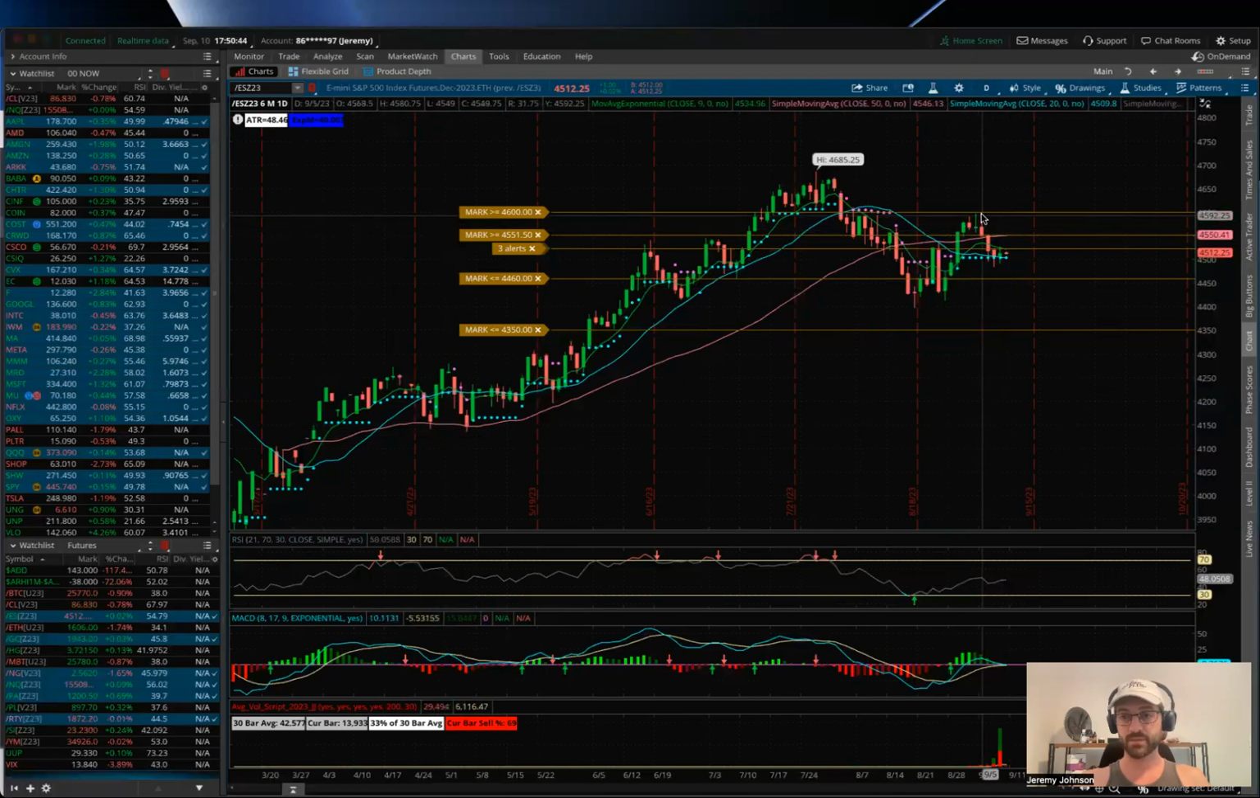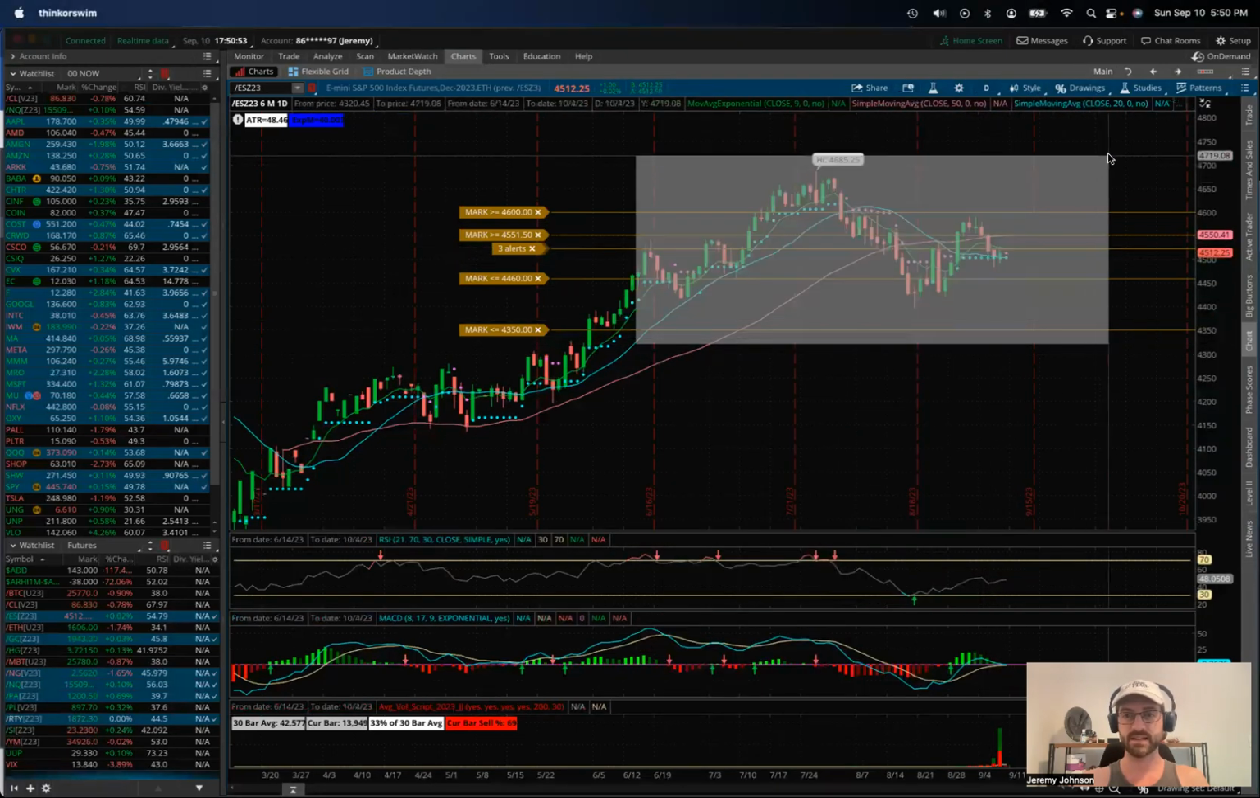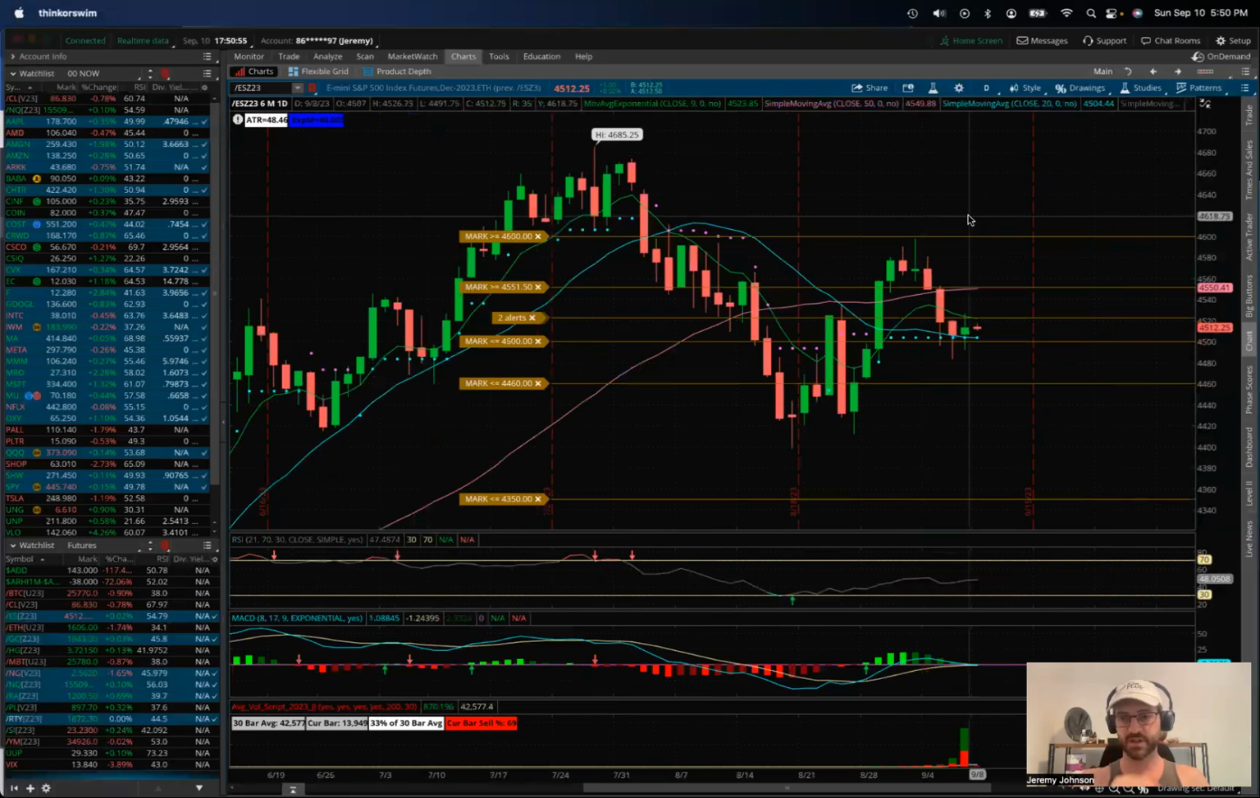We've got our pullback. We had said we were overextended here and we needed some kind of consolidation or pullback. Honestly, it's a little deeper than I would have liked ideally. I'm going to zoom in here. So we gave up our 9 exponential moving average. We are now currently sitting on top of our 20 period moving average.